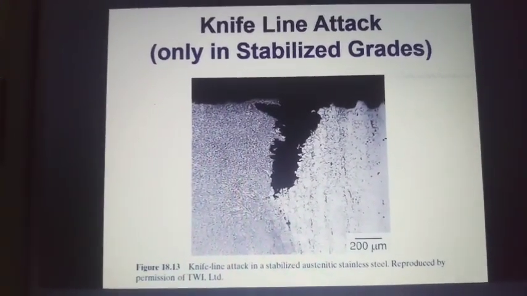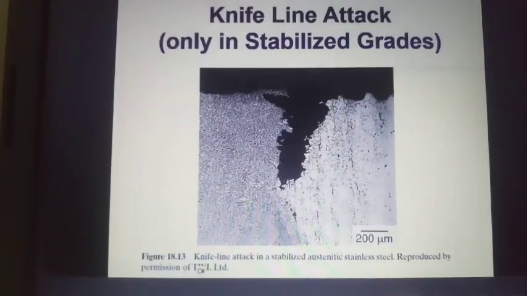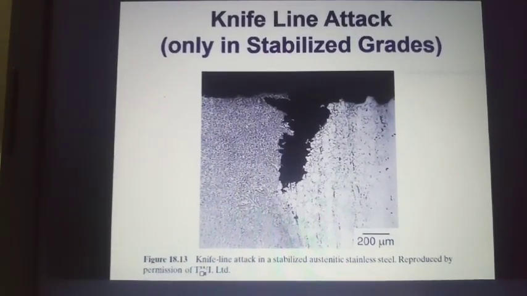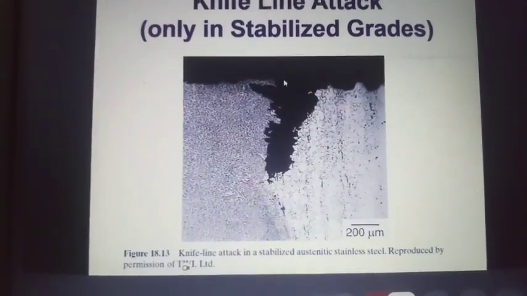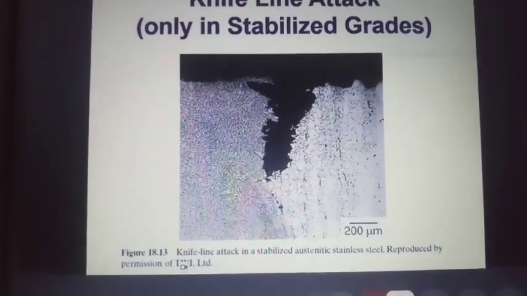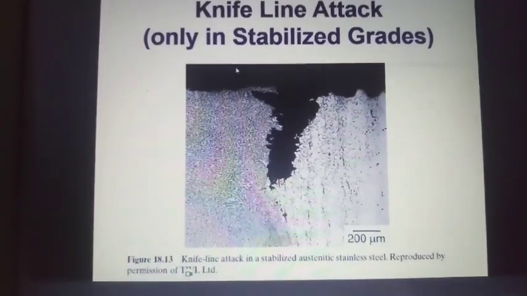But what happens when you weld? The region adjacent to the weld, this is the weld metal, this is the parent metal. The region adjacent to the weld reaches such a high temperature that all the titanium carbide and niobium carbide formed goes into solution again.